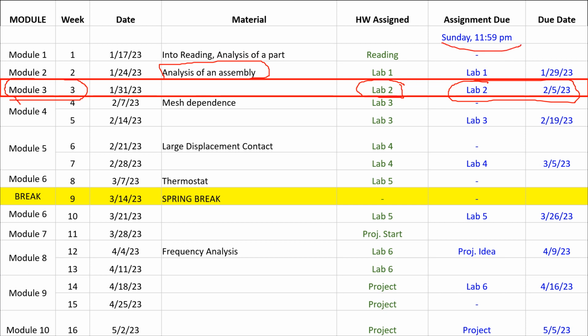So you can see this is the module 3, and then coming up, you do have your module 4, and as you can see, your module 4 is going to span over 2 weeks, weeks 4 and 5 of the semester, with the new topic of mesh dependency. So again, as we move forward through the semester, please always refer back to this schedule to see what we have coming up.